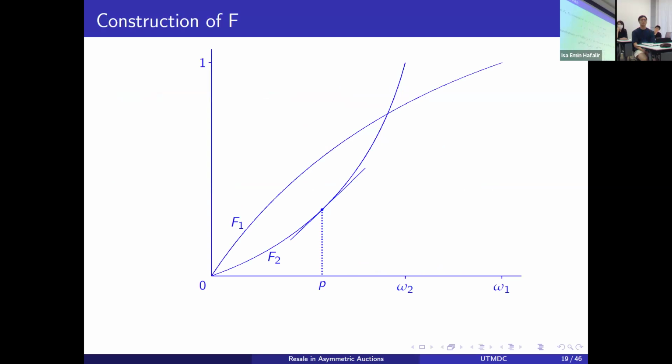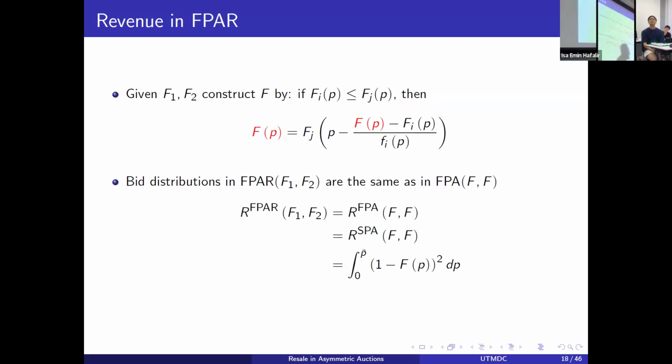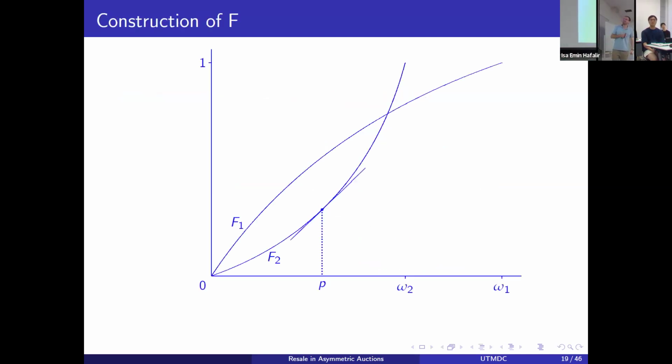Before that, I also told you that this has a nice geometrical interpretation. The geometrical interpretation that we really liked is the following. Let's say that this is F2 and this is F1, and here I allow them to cross each other arbitrarily. We don't have to assume weak or strong dominance.